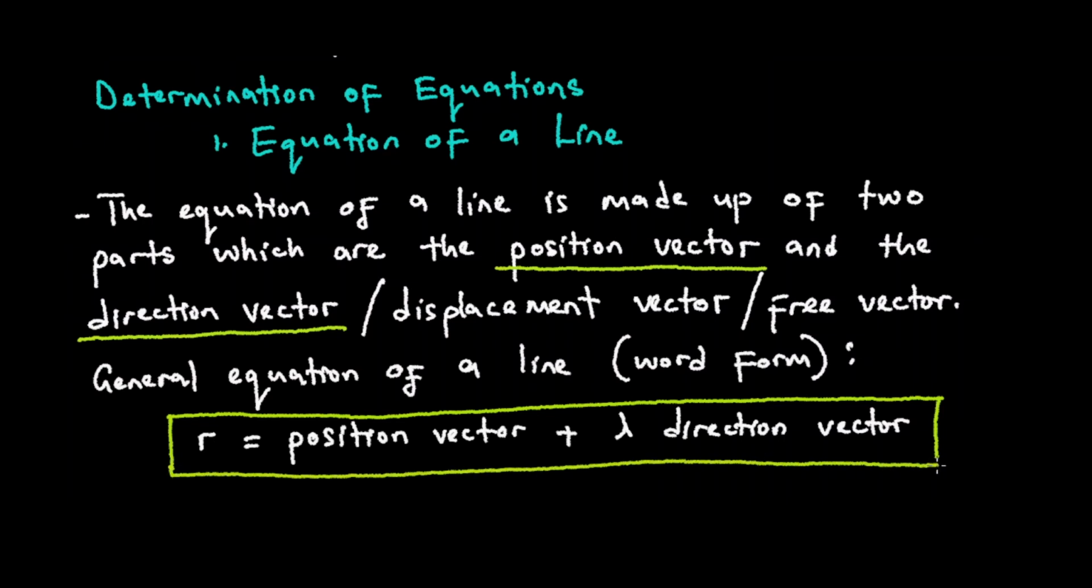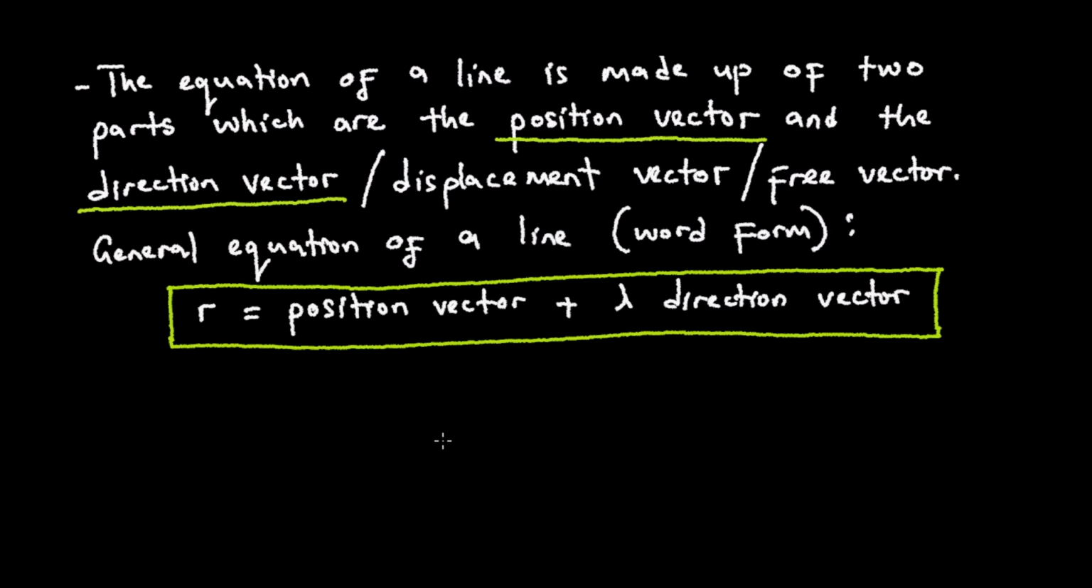Tanga tatotaura already kuti the two parts which make up the equation of a line, they are a position vector and a direction vector. But tiri kuona panapa we are adding this multiplier, the lambda. What is this lambda? Okay, before we go to lambda, let us define what we refer to as a position vector. A position vector describes any point that the line passes through. Saka kana chiti position vector, tiri kuti any point the line passes through.